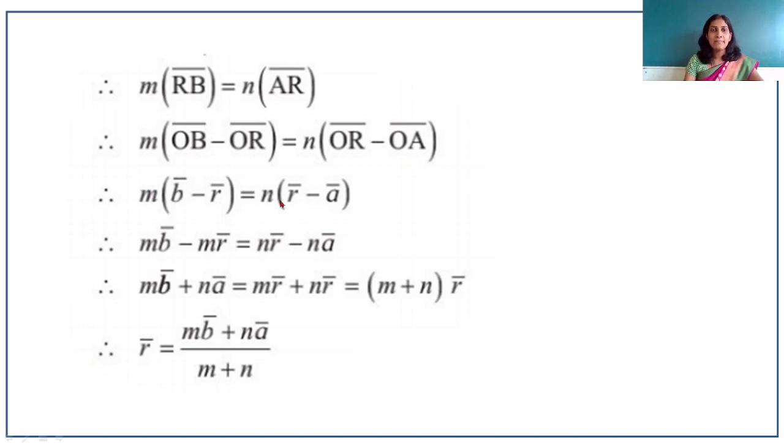If we multiply by m, multiply by n, what we will get? m B bar minus m R bar is equal to n R bar minus n A bar. Terms which contain R bar, get on one side. So m R bar plus n R bar here, and here m B bar plus n A bar. We take R bar common from these two terms. Then m plus n into R bar. So R bar is equal to, this bracket is multiplied to R bar, so divide here. So m B bar plus n A bar divided by m plus n. This is a very simple theorem.